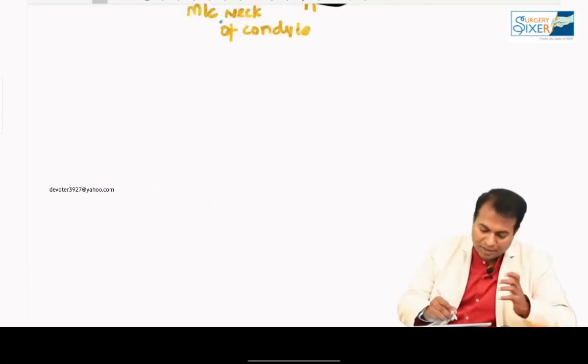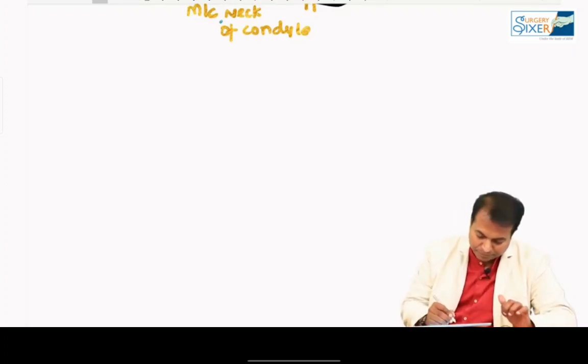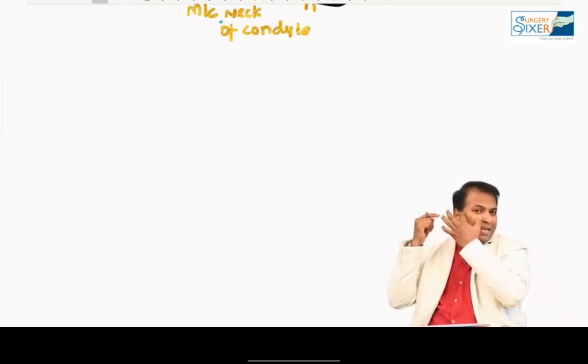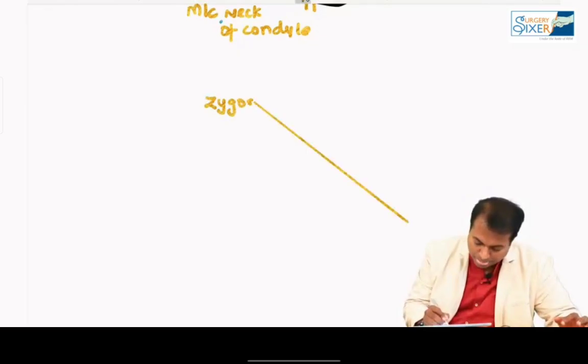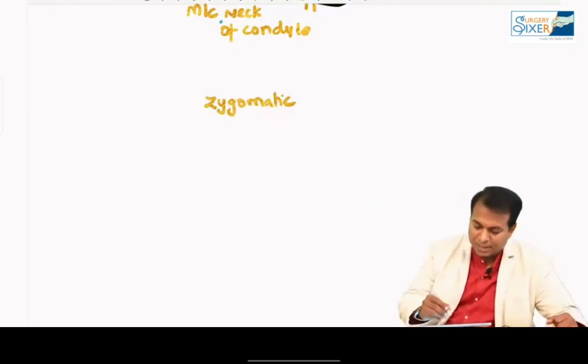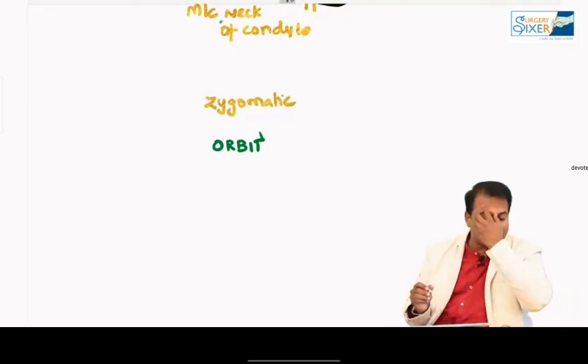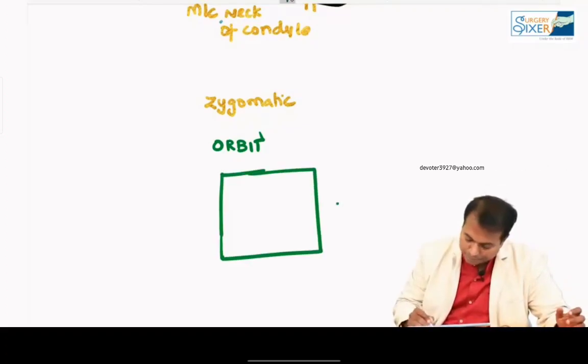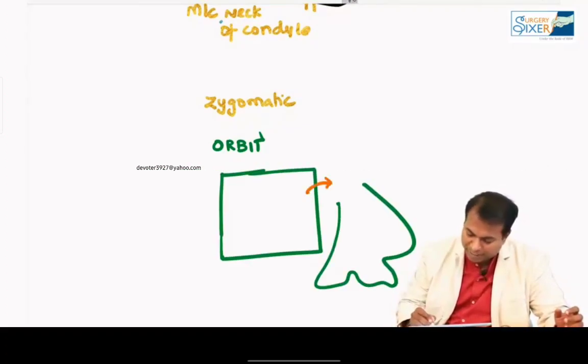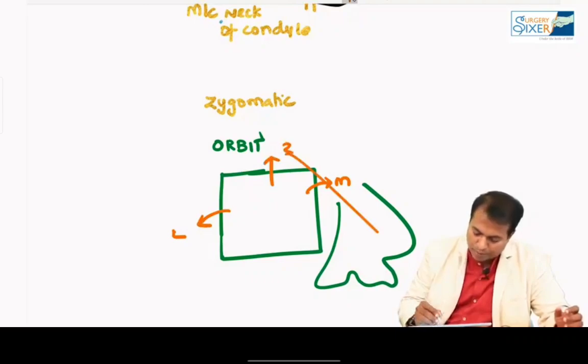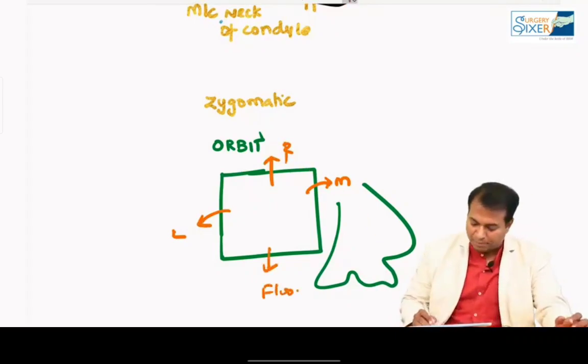And next comes, what other area is there in your skull? So another area is this bone. What is this bone? Very important bone. Zygomatic bone. The zygomatic bone can get fractured. Another thing is the orbit can get fractured. So orbit has 4 walls. The walls of orbit are, this is medial wall, this is lateral wall, this is roof, and this is floor. Now tell me, which wall will be commonly injured?